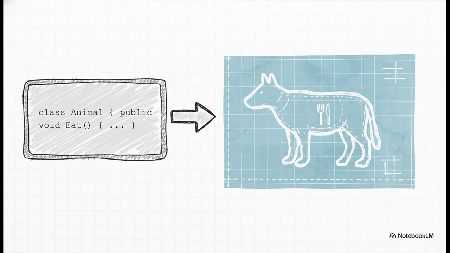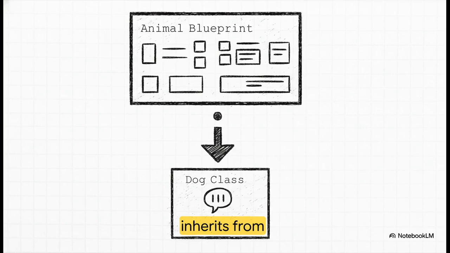Okay, let's walk through a classic example. First up, we'll define a very general base class, and we'll call it Animal. We're going to give it a basic behavior that pretty much all animals share, an Eat method. Just think of this as our general animal blueprint for now. Okay, now we'll create a more specific class. Let's call it Dog. See that colon right after the name? That's it. That's the magic syntax we were talking about. It tells the program that a Dog is an Animal. And of course, we can also give our Dog class its own unique behaviors, like a Bark method.